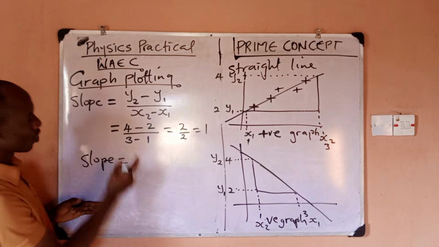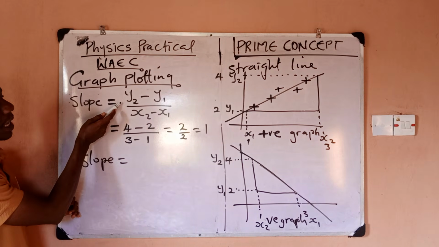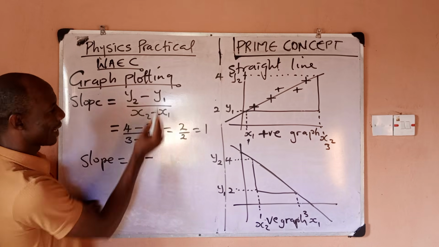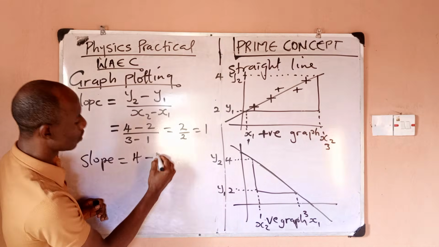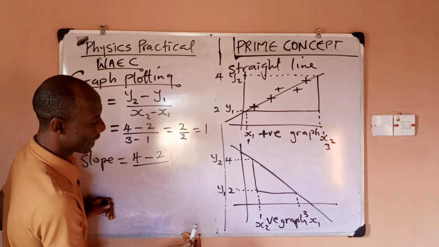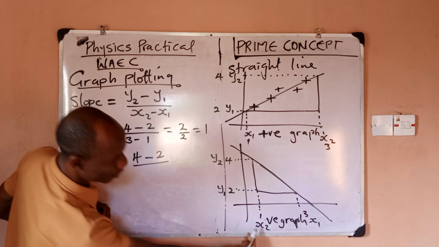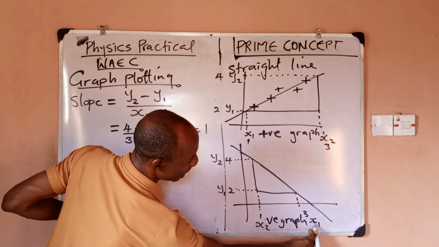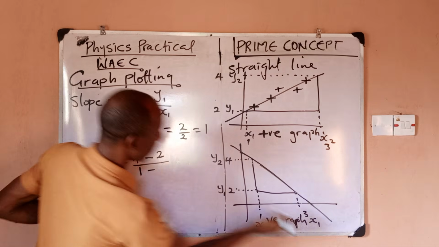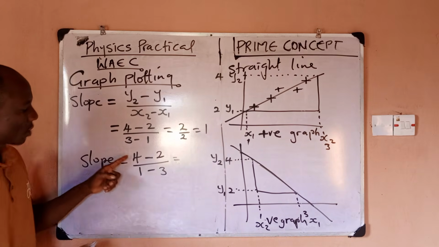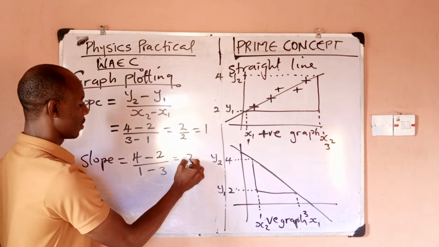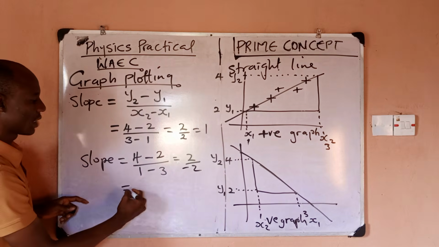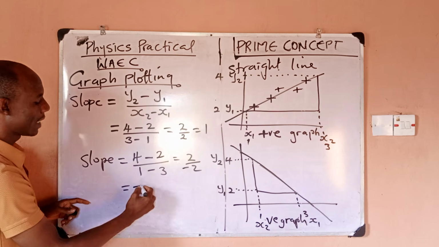Now, what is your slope? Your slope still maintains this formula, which is y2. Our y2 is 4 minus y1. Our y1 is 2, divided by x2, still x2. What is our x2 in this case now? It is 1. So 1 minus our x1. Our x1 is 3. So if you subtract, you have 4 minus 2 is 2 divided by 1 minus 3 is minus 2. So our slope is going to be minus 1.